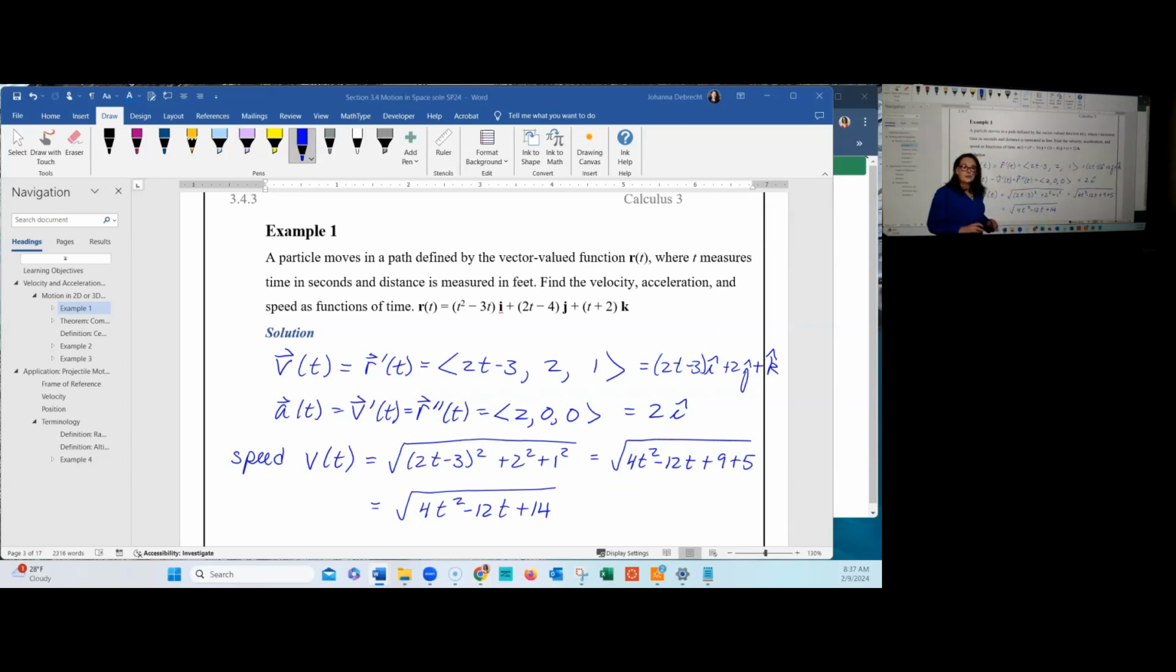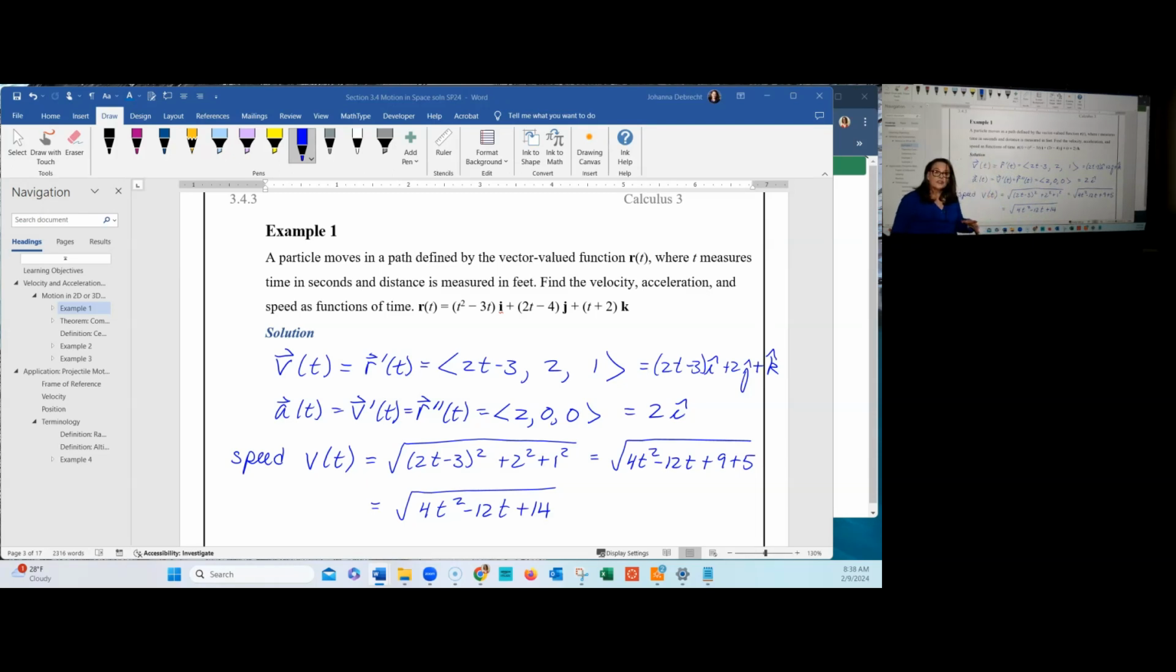So let's see how you did. This is relatively straightforward. What we're doing is simply taking the derivative. So to get the velocity vector, note the harpoon notation over the letter v, is r prime of t, which gives us 2t minus 3 in the first component, the i hat direction, 2 in the second component, j hat direction, and 1 in the third component, k hat direction.